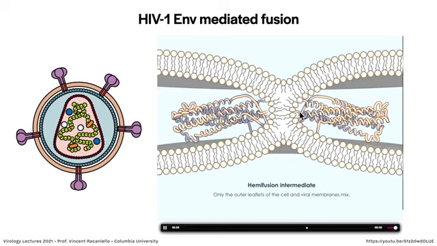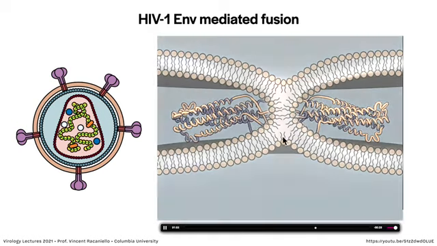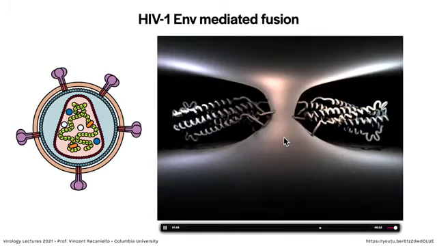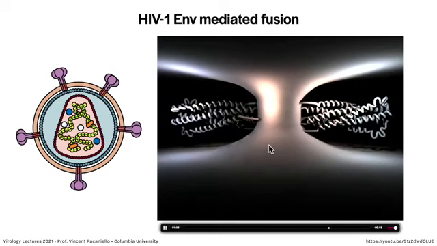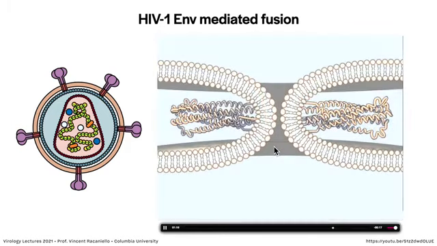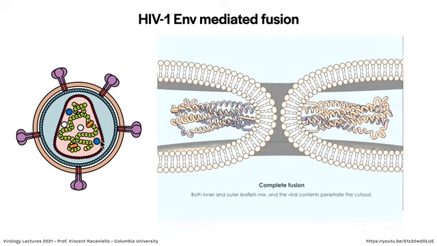Now the inner one only is fused, but that's not good enough because the outer one has to fuse, and subsequently that happens as well, and that's shown here. And once the outer and inner are both fused, then you can have transfer of the nucleic acid into the cell. Now, of course, in the case of HIV-1, it's the capsid that goes in. So it's a pretty big pore that opens up, not the nucleic acid. So that's how the 2 membranes are brought together.